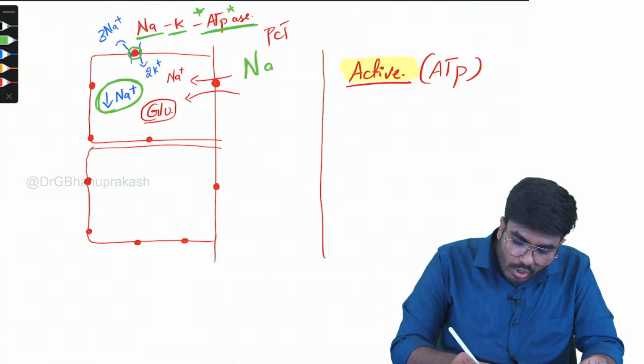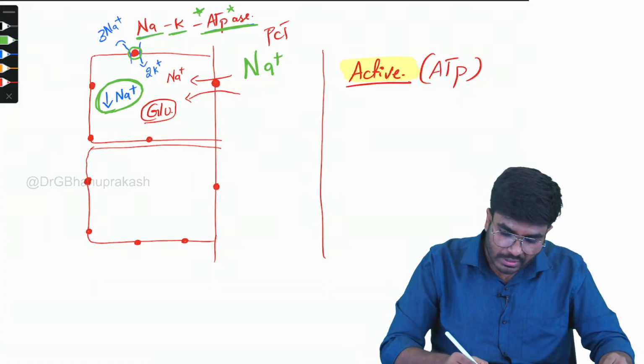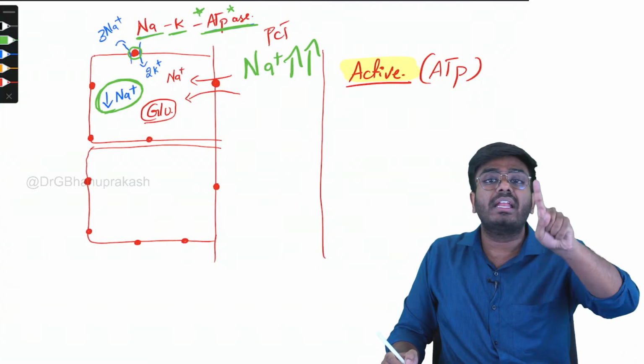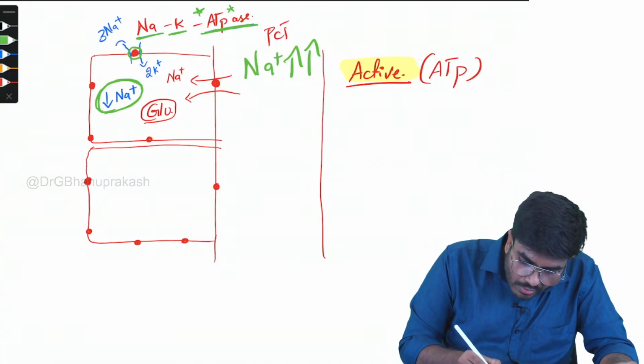Now, inside the cell there is less sodium. Here, there is more sodium. More sodium is getting filtered, right? So the sodium concentration in the lumen is more, and the sodium concentration in the cell is less. Okay, so what is happening?